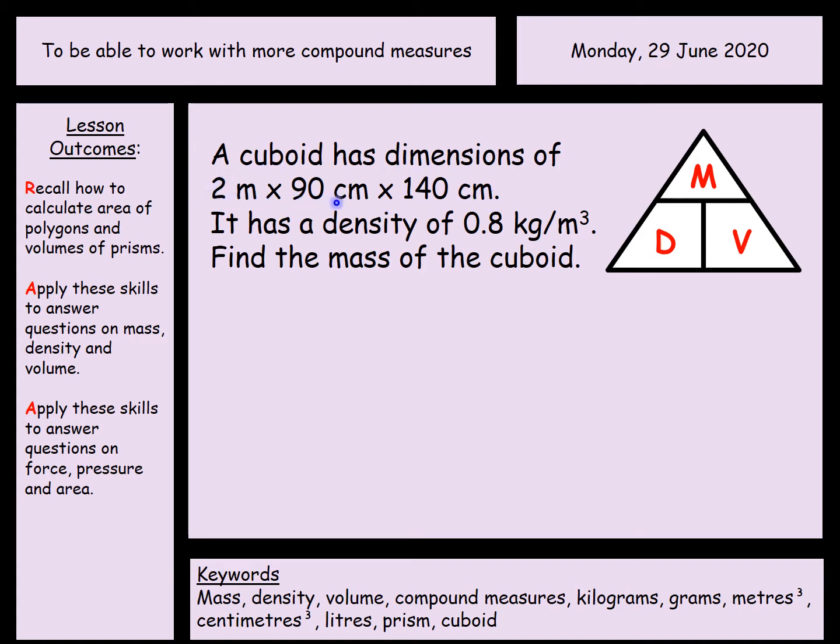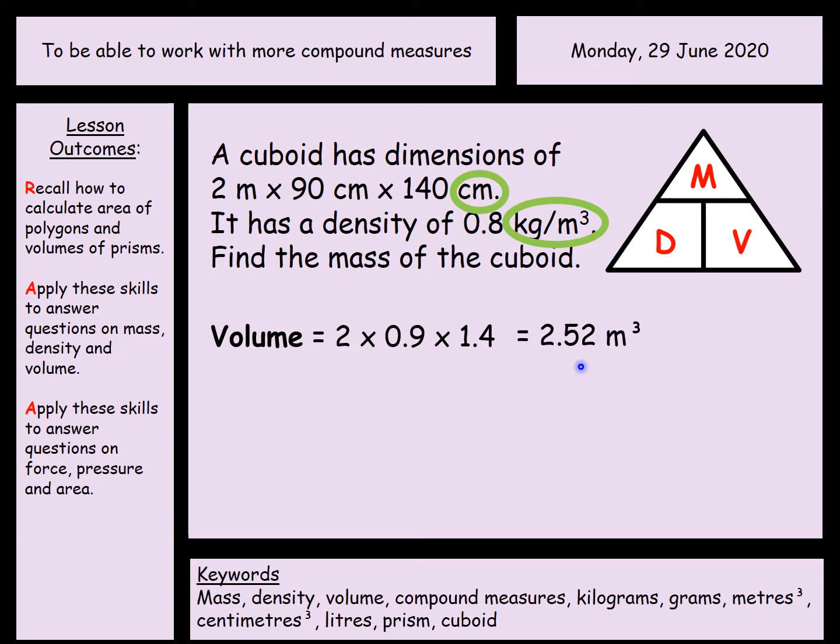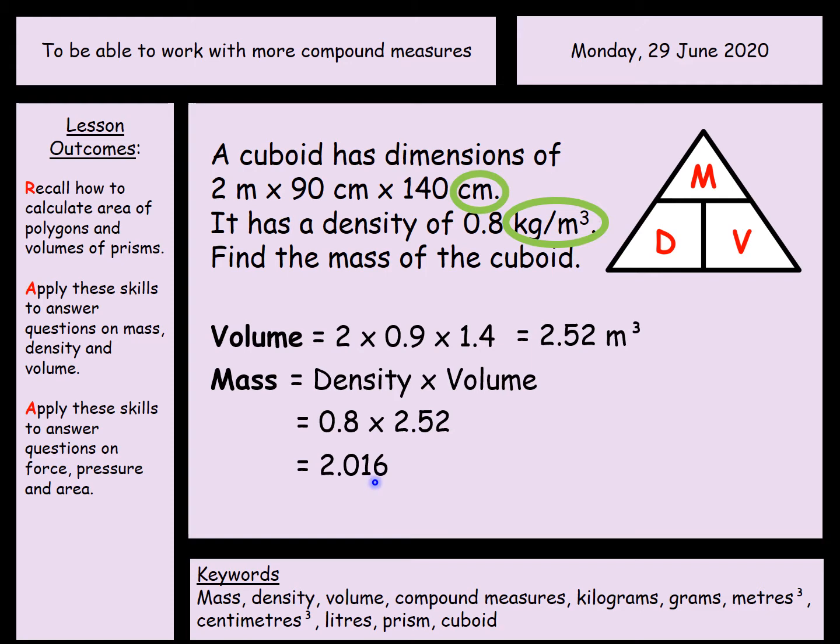So we're going to have to do a little bit of conversion first, making sure that this 2 is in meters. The 90 centimeters needs to be converted to meters, as does the 140 centimeters. So we end up with 2.52 meters cubed, and then we're finding mass, so we can do that value multiplied by the density, and that's going to give us 2.016.